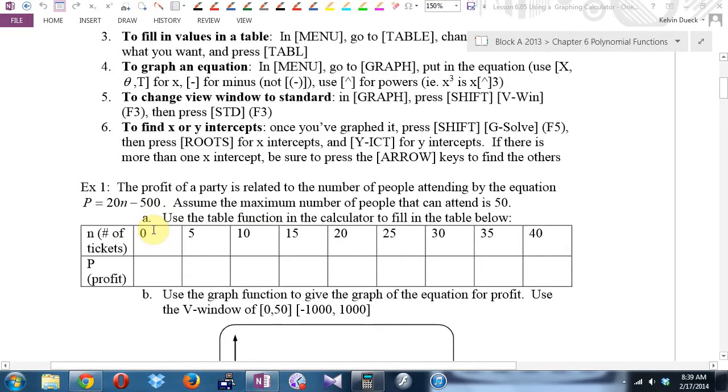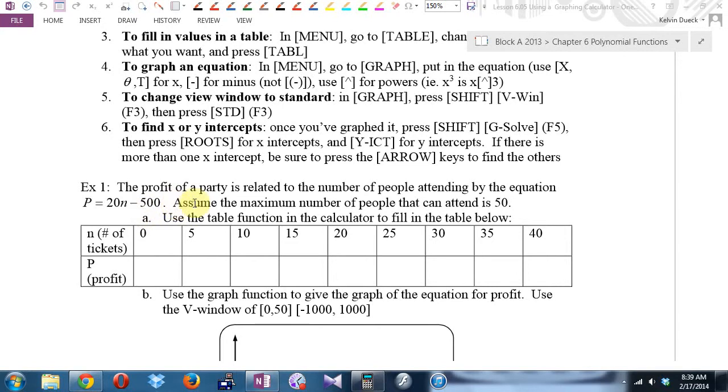Example 1 says this. The profit of a party is related to the number of people attending by the equation there. I see two variables in that equation. Which of those do you think refers to profit? P. Which refers to the number of people? N. Now we're going to have a limitation with our graphing calculators. They are pretty much confined to y and x. So even though in my equation I have a p here and an n here, on my graphing calculator it's going to be a y there and an x there, in that y equals mx plus b format that you're used to.